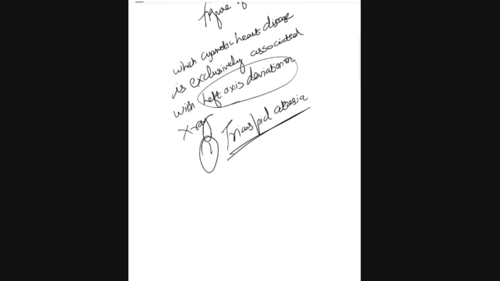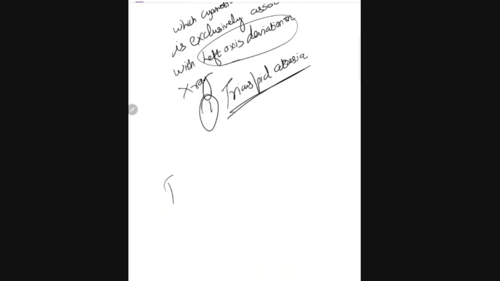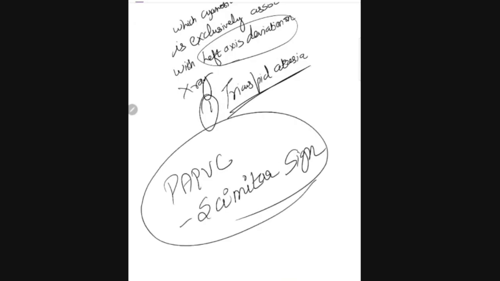Okay. So all this is about cyanotic heart disease. Also, partial anomalous pulmonary venous connection, you call something the Scimitar sign on X-ray. This also you should know for exams. Very important.